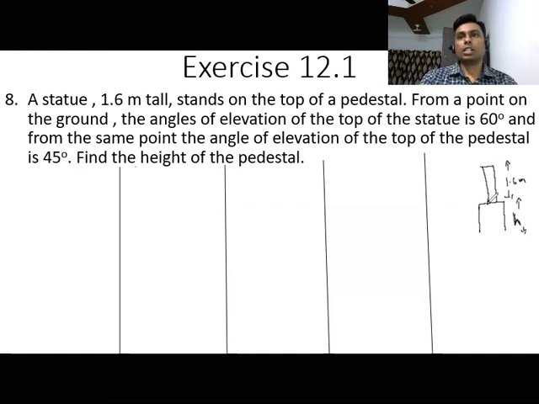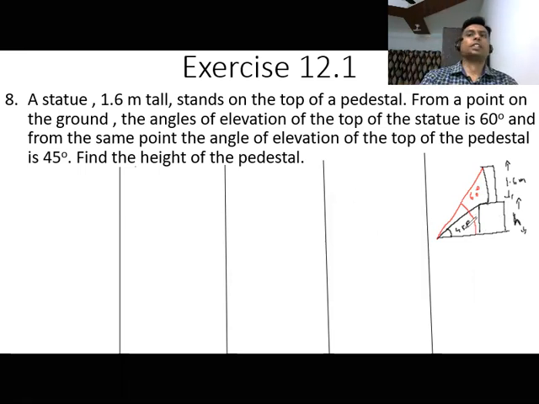Now they're telling us from the top of the pedestal, the angle formed is 45 degrees. This angle is given to us as 45 degrees. And from the top of the statue, the angle is 60 degrees. So what we will do is first we will take that 45-degree angle and find the distance. Using that, we can find the height of the pedestal.